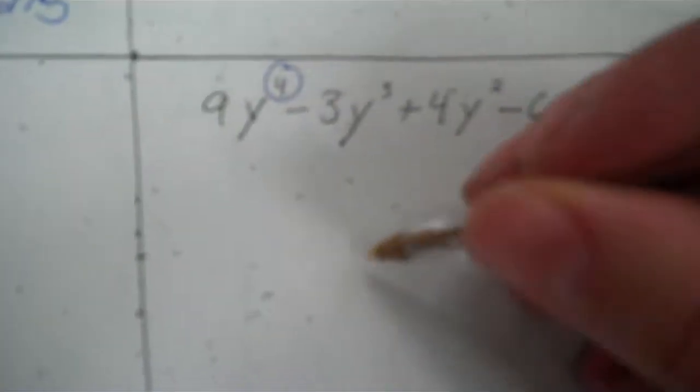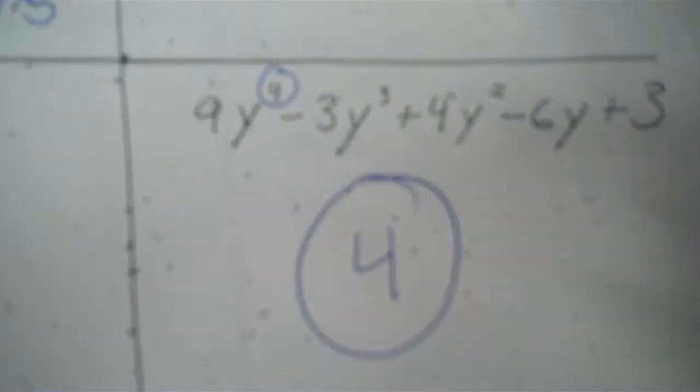So when it says state each polynomial's degree, this is ridiculously easy. You just look for the highest exponent, the highest power. So we have a third power here, so that's a degree of 3. Here we have a degree of 4. Here we have a degree of 7. So again, that's all you do on that one.